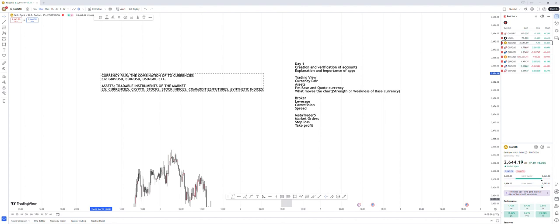So that's what we call assets. They all come together to become what we call assets because they are the tradable instruments of the market. So the next thing we are going to move on to is what? Base and quote currency. Let me write that down. Base and quote currency. Okay. Base and quote currency. So when we talk about base and quote currency, let me give you guys an example. Okay, this is where the example comes in.